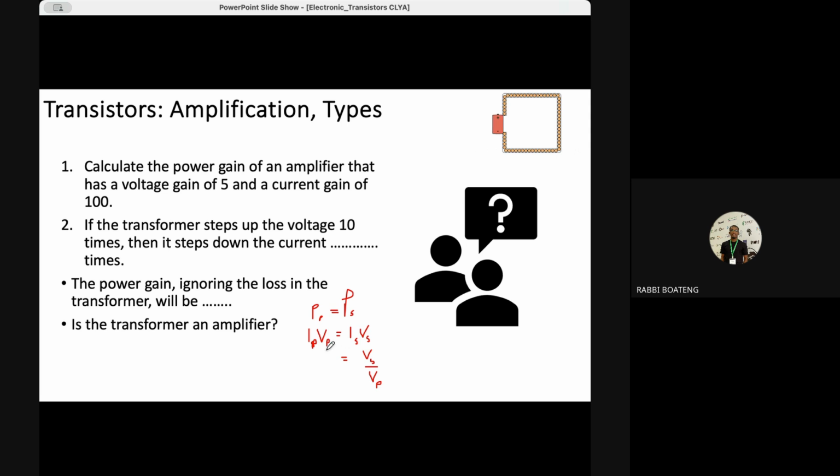And we get IP over IS. Do we remember a formula like this? Yes. Primary current over secondary current. Yes. Secondary voltage over primary voltage, the primary and the secondary.